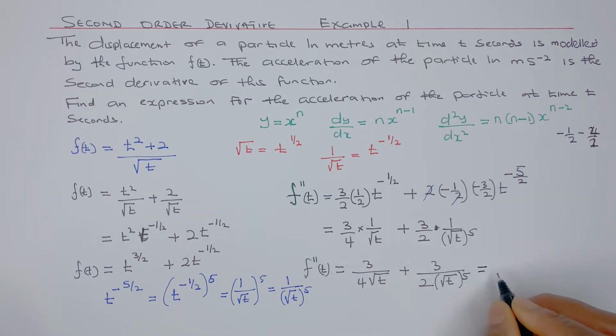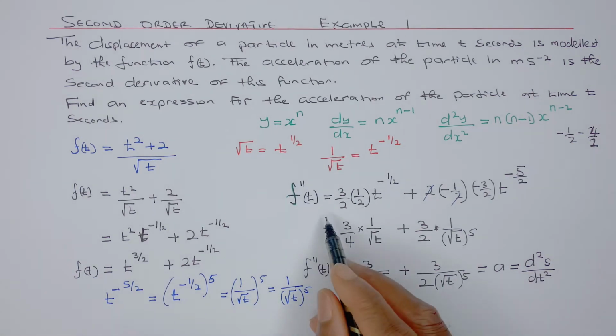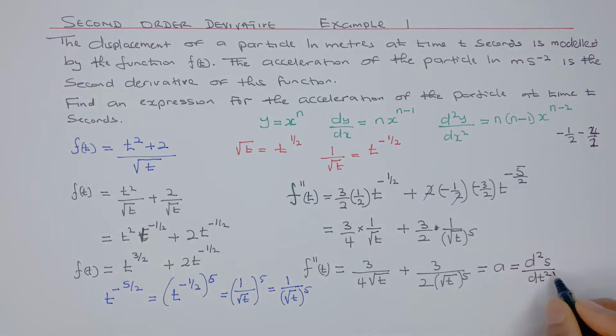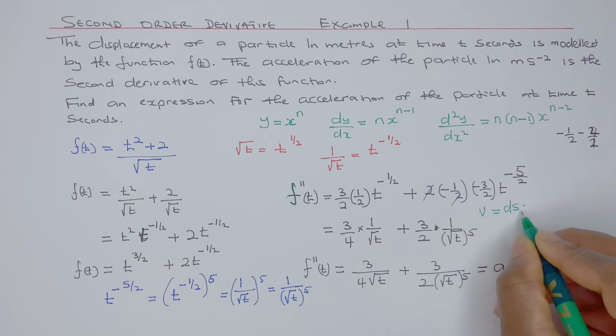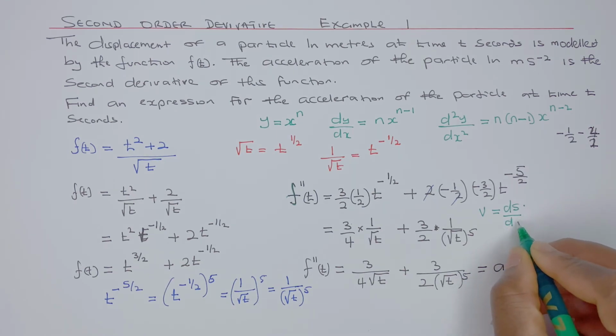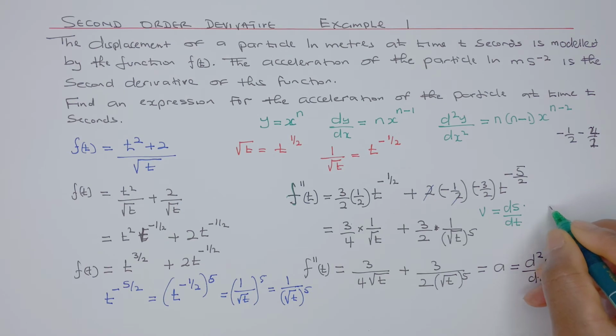And that second derivative is the acceleration. Acceleration is the second derivative of displacement, d squared s over dt squared. And that is what we just did. If s equals displacement, we have to differentiate displacement twice. The reason for that is because velocity is the changing displacement over changing time. To get acceleration, acceleration is changing velocity over changing time.